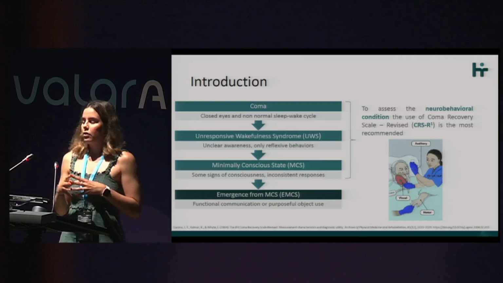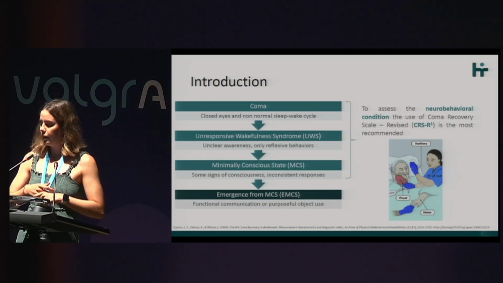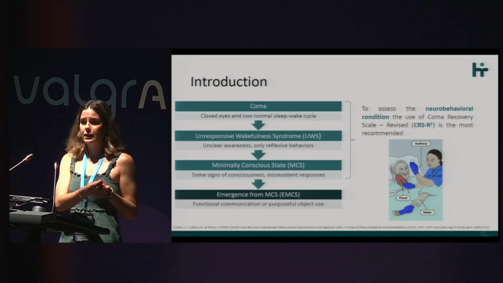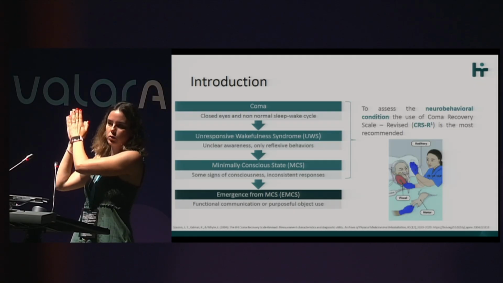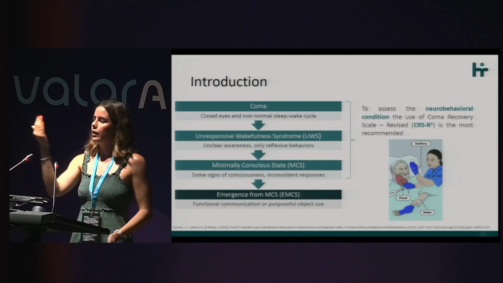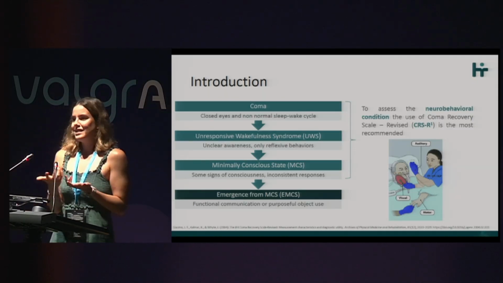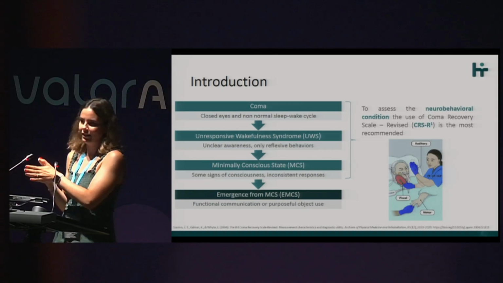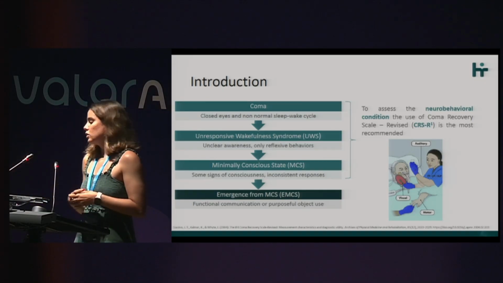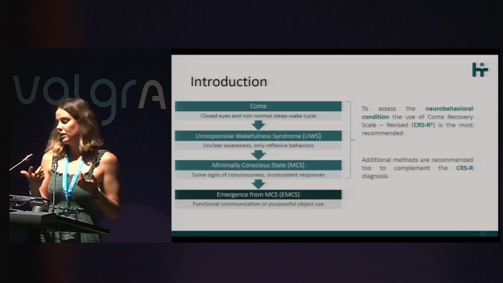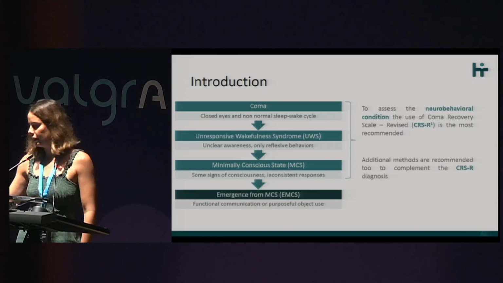These patients are commonly assessed with the Coma Recovery Scale, that is a scale that evaluates the patients depending on their responses to different stimuli. For example, if they respond to a sound like that, or maybe if they are capable to follow an object. But maybe the patients don't do these things, not because they don't understand the orders, maybe because they cannot move or they are blind. So additional methods are recommended to complement this Coma Recovery Scale diagnosis.